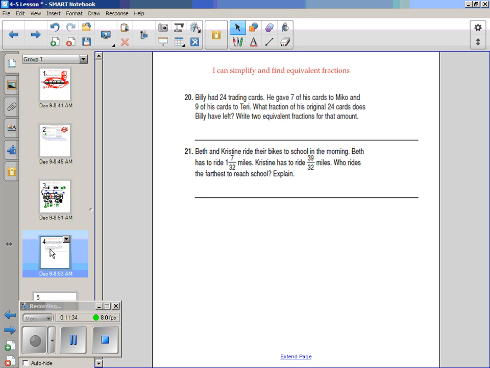Now let's try some story problems. Okay? Some application problems. We need to do these every single day. Okay? So, here's the first one. And we're going to talk about solving the first one, then I'm going to hit stop.